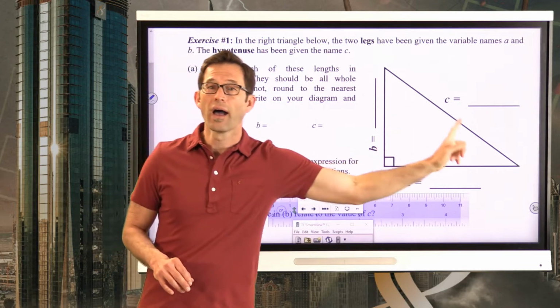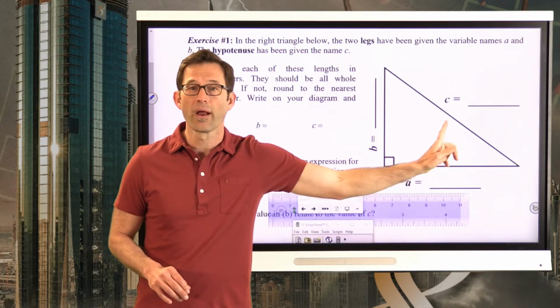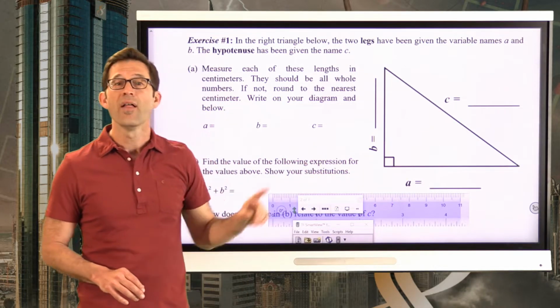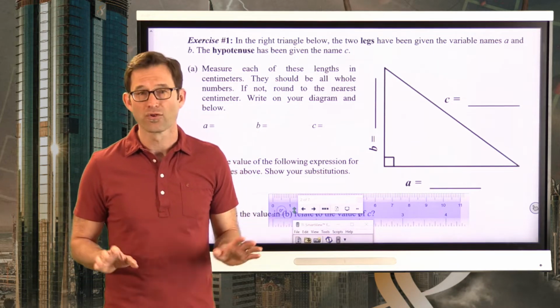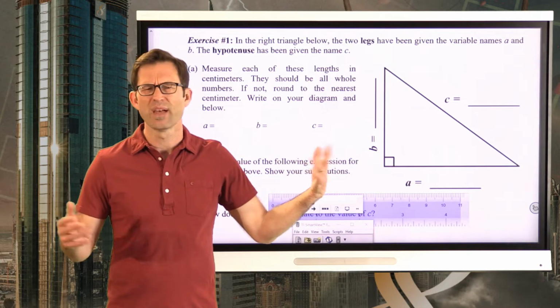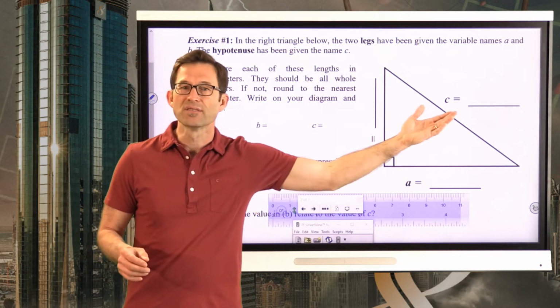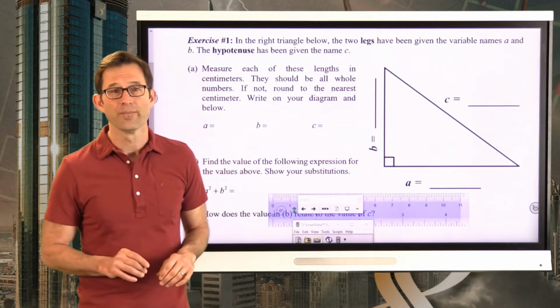Then there is the side that is opposite of the right angle. Literally, if you took the right angle and drew an arrow pointing at the opposite side, that's known as the hypotenuse. The hypotenuse is the longest side in a right triangle. So you've got the two legs, and we're going to call them a and b, that just is their lengths, and then c is the length of the hypotenuse. So let's see what exercise 1 asks us to do.